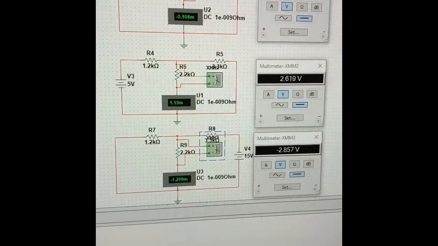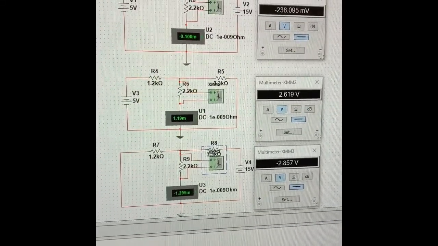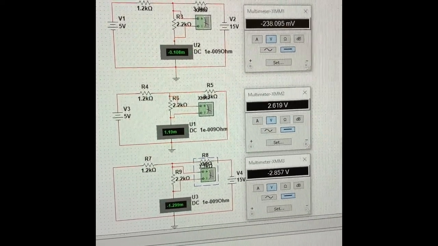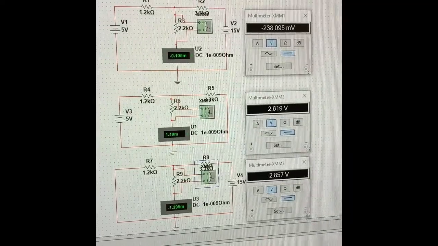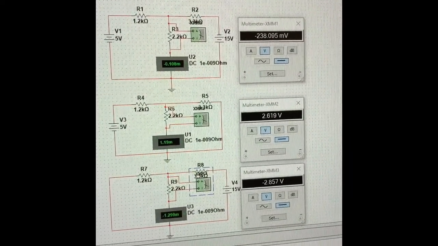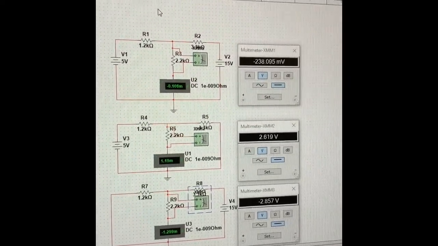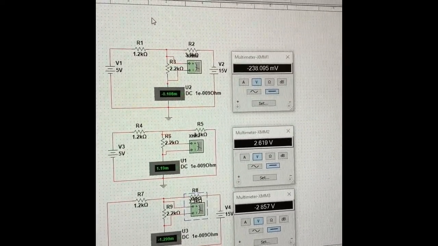Okay, so this is a video for lab number 5, which is on superposition theorem. Superposition theorem states that in a linear circuit with several sources, the current and voltage for any element in the circuit is the sum of the currents and voltages produced by each source acting independently.